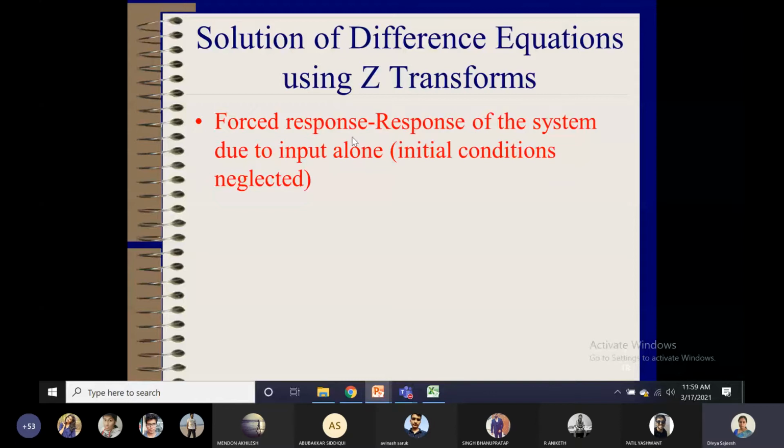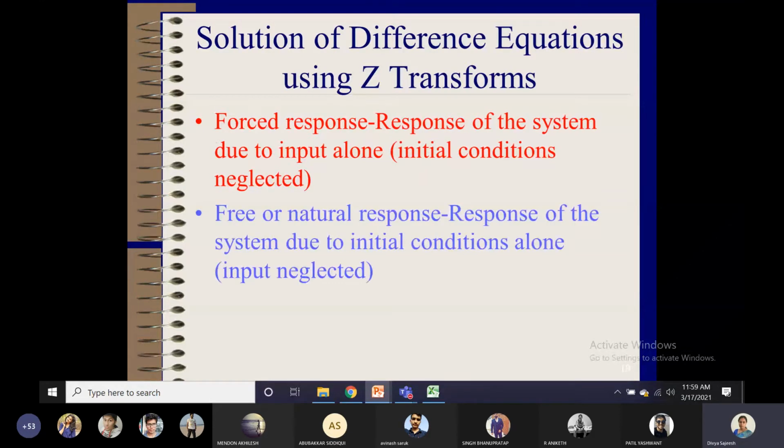By giving an input to the system, how it behaves. Next is the free or natural response of the system. That means neglecting the input to the system. I'm not giving any input to the system. Because of the stored energy in the system, how the system is going to behave without any input. So that is known as the free or the natural response of the system. The response of the system due to initial conditions alone, that is, neglecting the input.